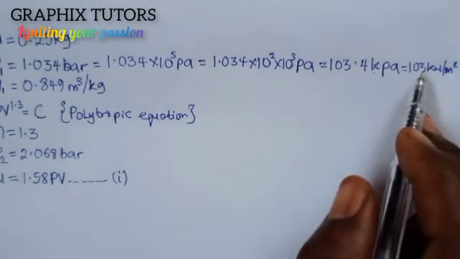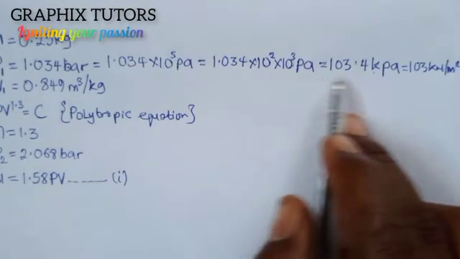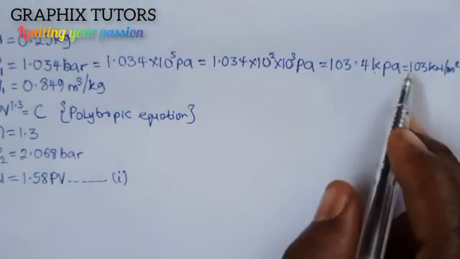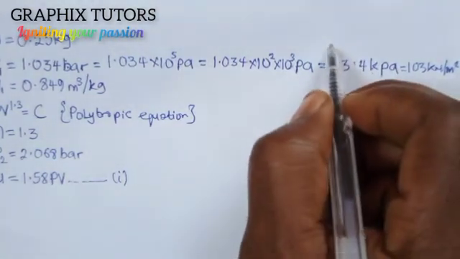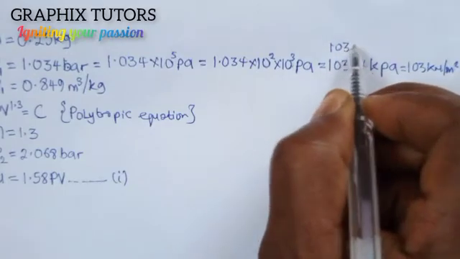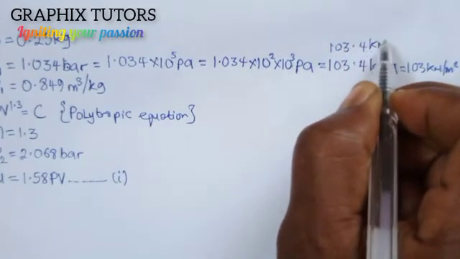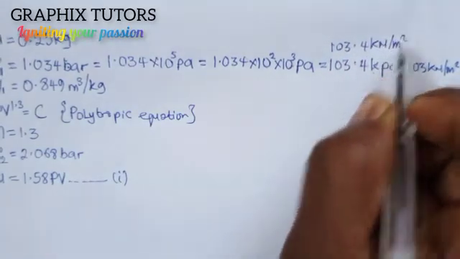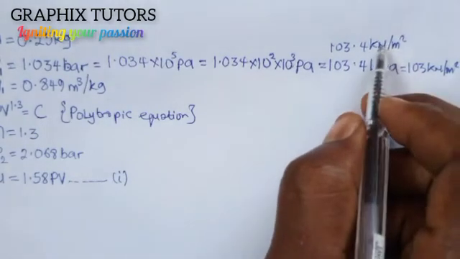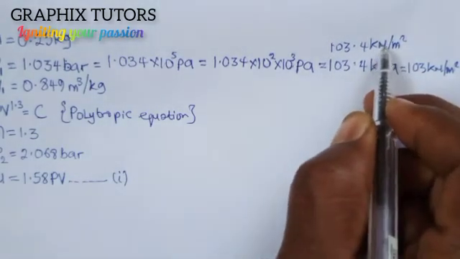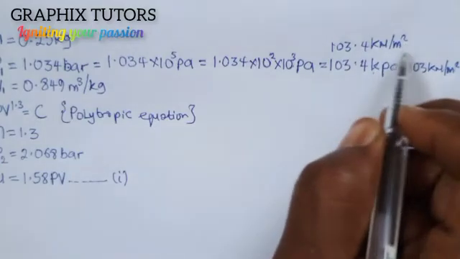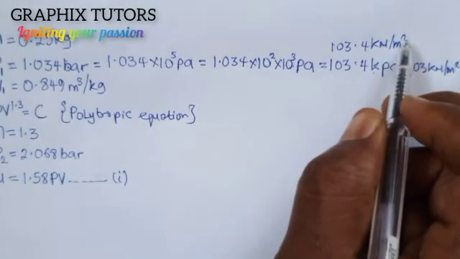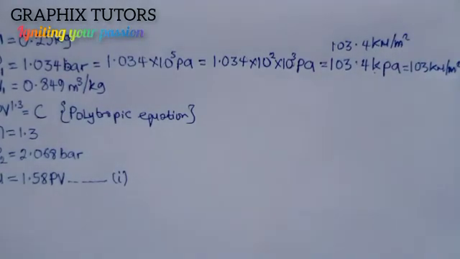So either you write it this way or you say 103.4 kilonewton per meter square. The Pascal is force over area, and force is measured in Newton, and area is measured in meter square. So let's move forward.